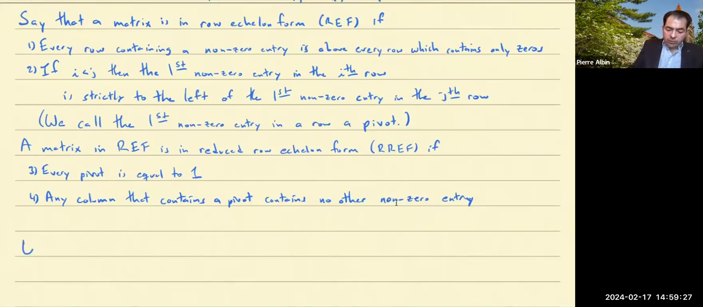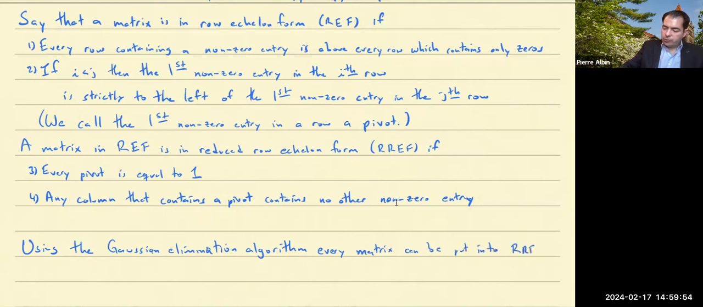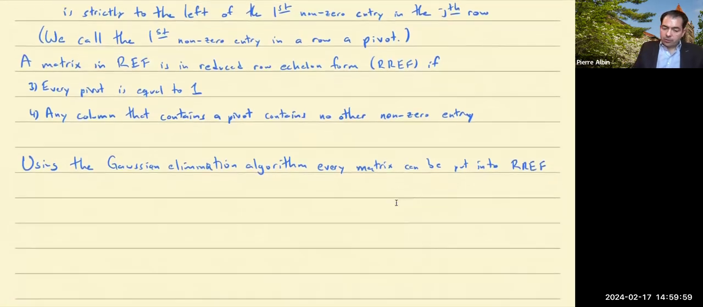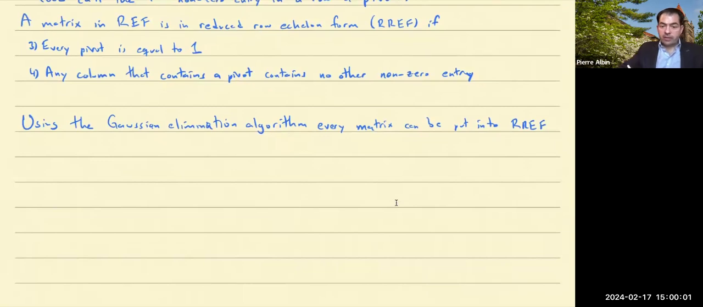Okay, so now using the Gaussian elimination algorithm, every matrix can be put into reduced row echelon form. So let's do another example.